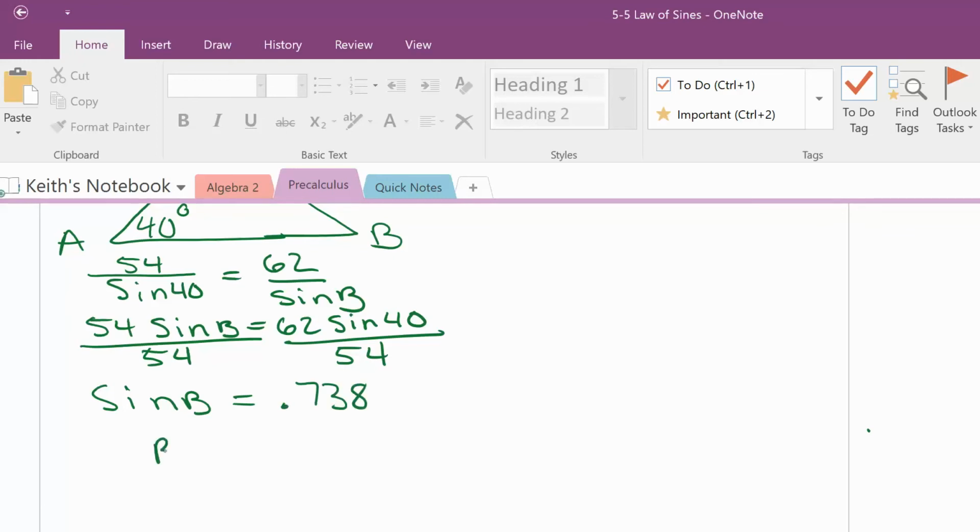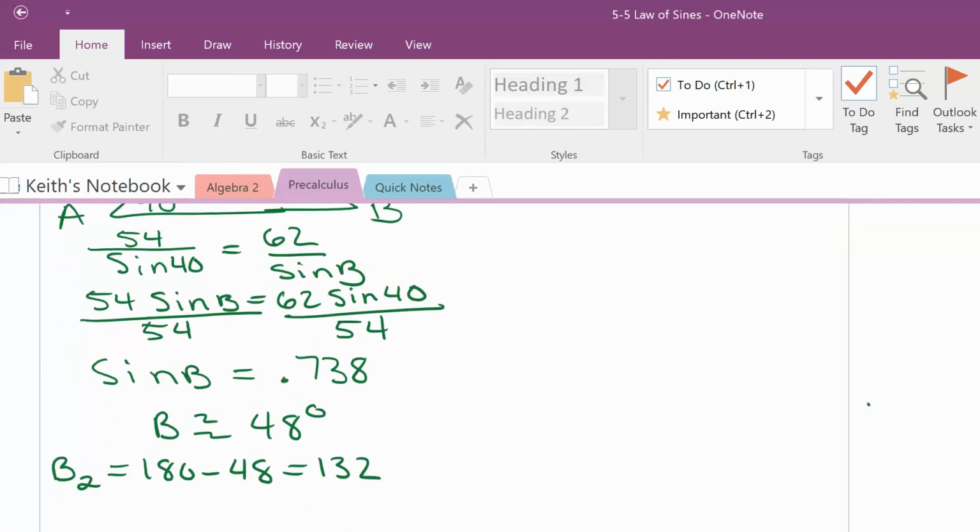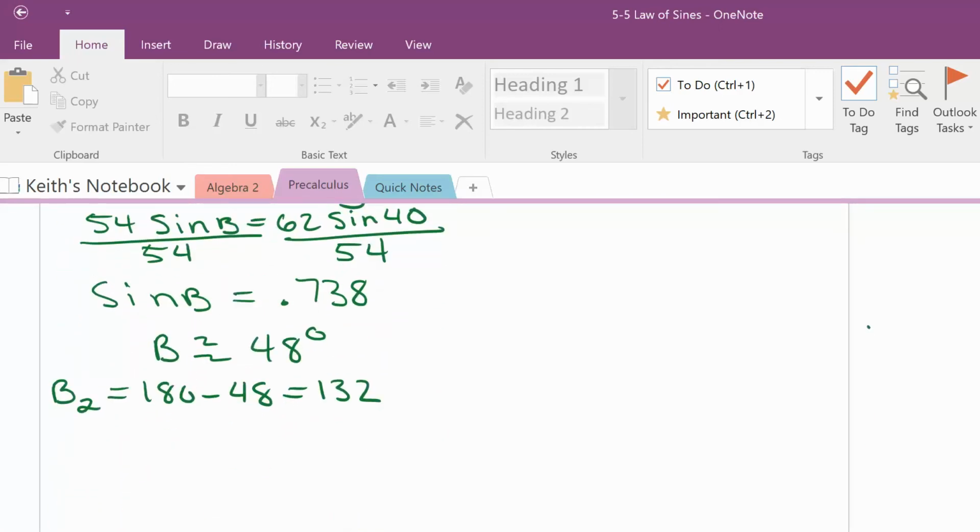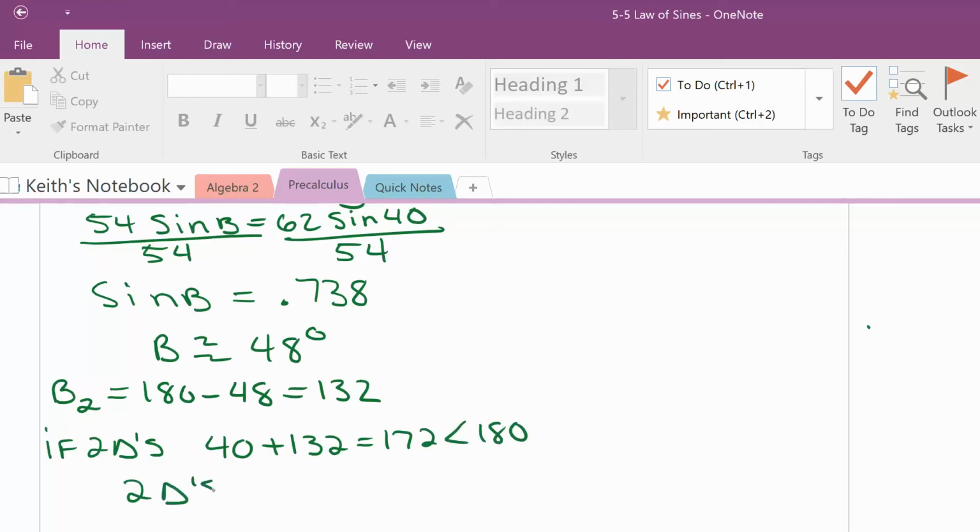And then when you take the inverse, B is approximately 48 degrees, which means the second angle B, if there was one, would be 180 minus 48, which would equal 132. So then you see with the angle A that's there, if two triangles were formed, then you would have B sub 2 is equal to 132. 40 plus 132 is equal to 172, which is less than 180. So that means there are two triangles formed here.